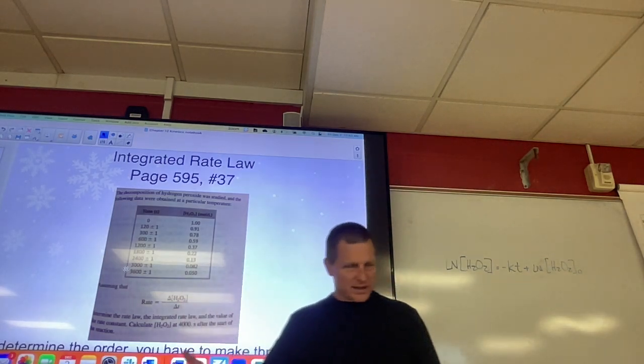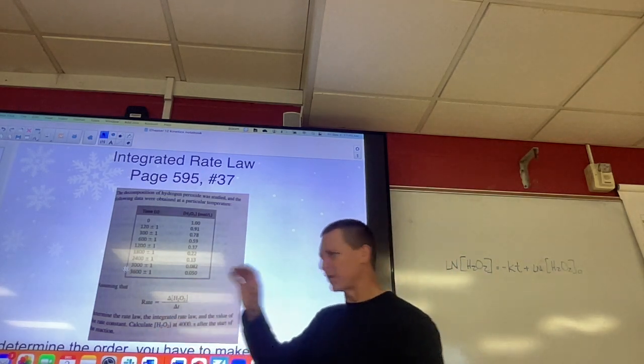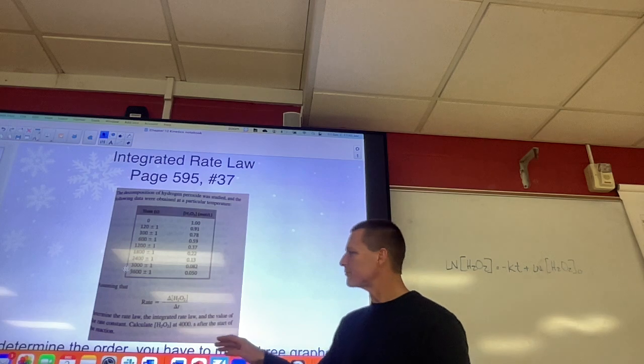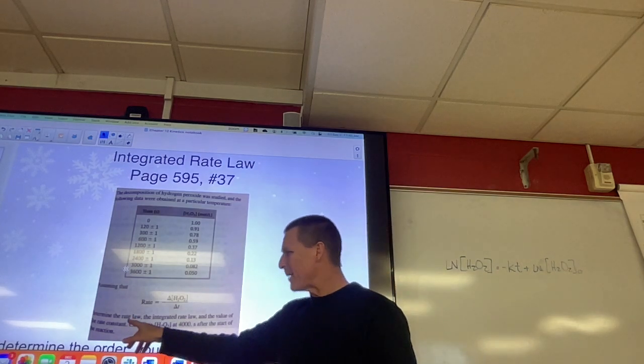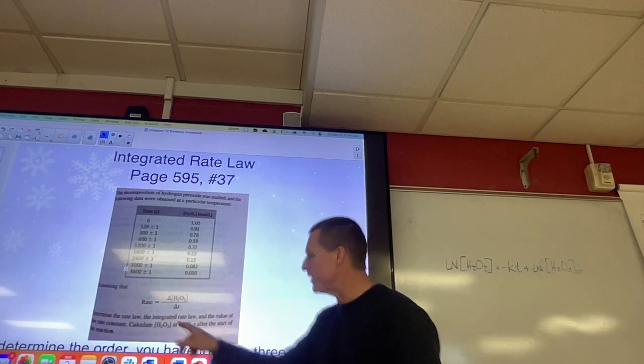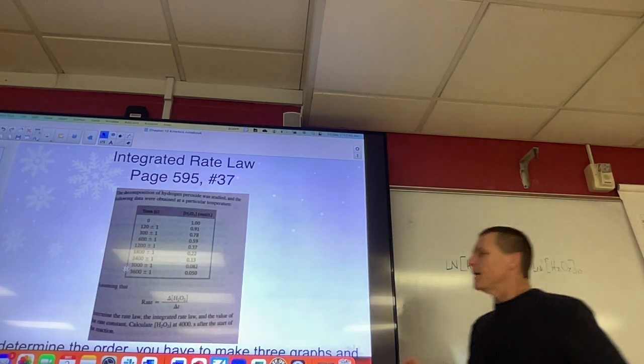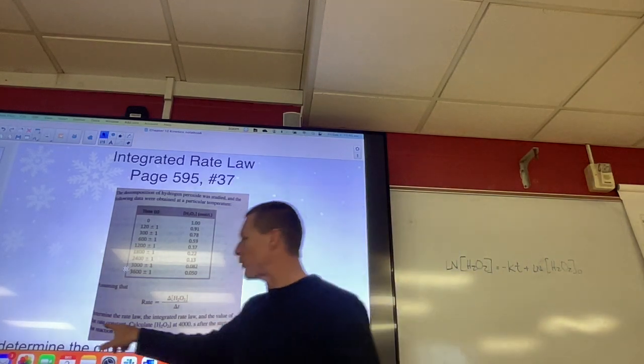Next week, after we do the experiment on Monday, on Tuesday I'll start talking about the differential rate law. So for right now, we're just going to focus on the integrated rate law. I'm not going to be able to answer that yet, but we could answer it, though it doesn't mean as much yet. So we found the integrated rate law. It's here. That is the integrated rate law. It says to find the value of the rate constant.